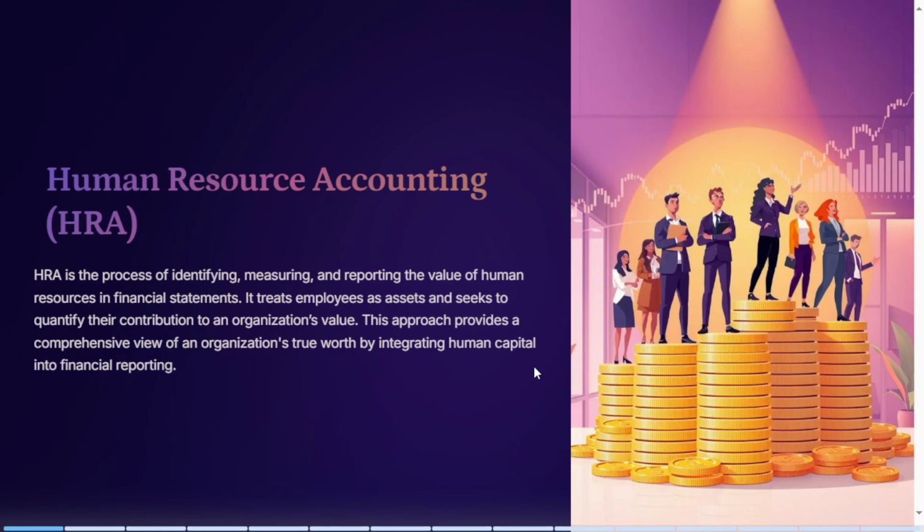HRA says, wait, employees are actually valuable assets too, and we should measure and report their value in our financial statements. So, HRA is essentially the process of identifying, measuring, and reporting the value of human resources, treating your employees as an asset rather than just a cost.